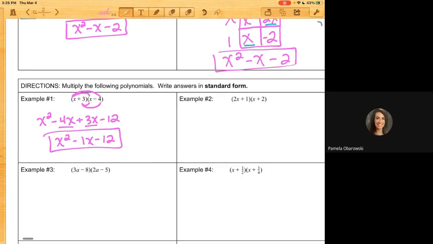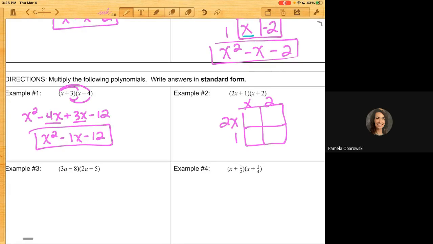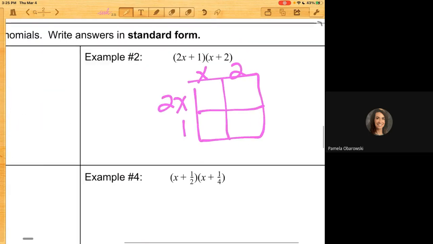We'll do the box method on this one. So I draw my box. I'm going to put the x and the 2 up top and the 2x and the 1 right there. So 2x squared, let me zoom in a little bit. 2x times x is 2x squared. 2x times 2 is 4x. 1 times x is x, and 1 times 2 is 2.